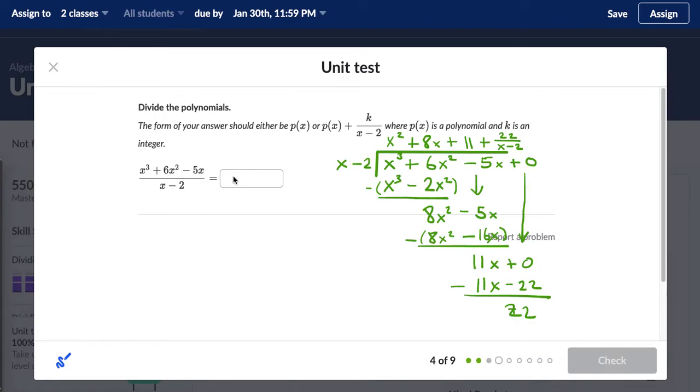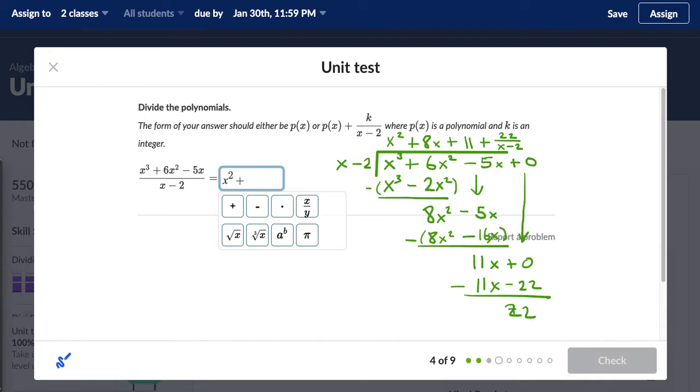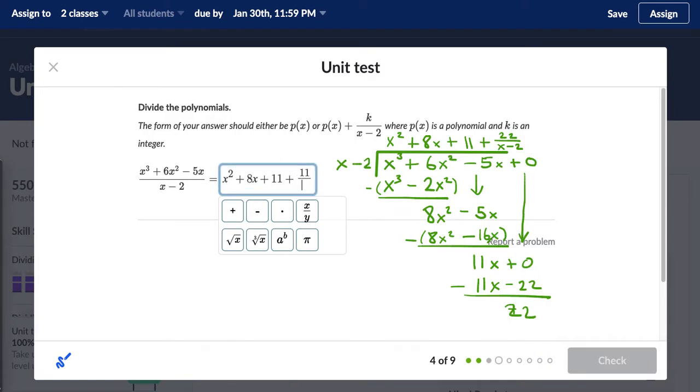Okay, so this one here had a remainder. This one is a nice long one for us to look at, and probably a little bit more like the ones that we will encounter in our summative. Over x minus 2, and hopefully I didn't do any computation errors. I don't believe I did.